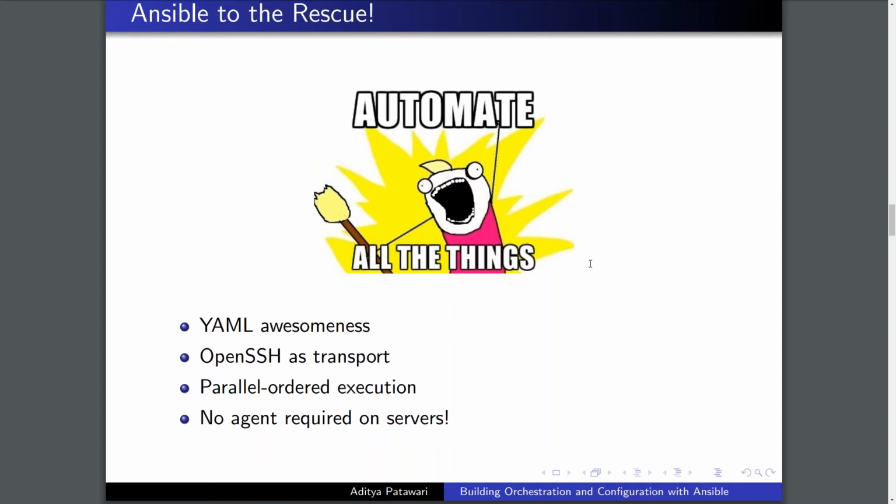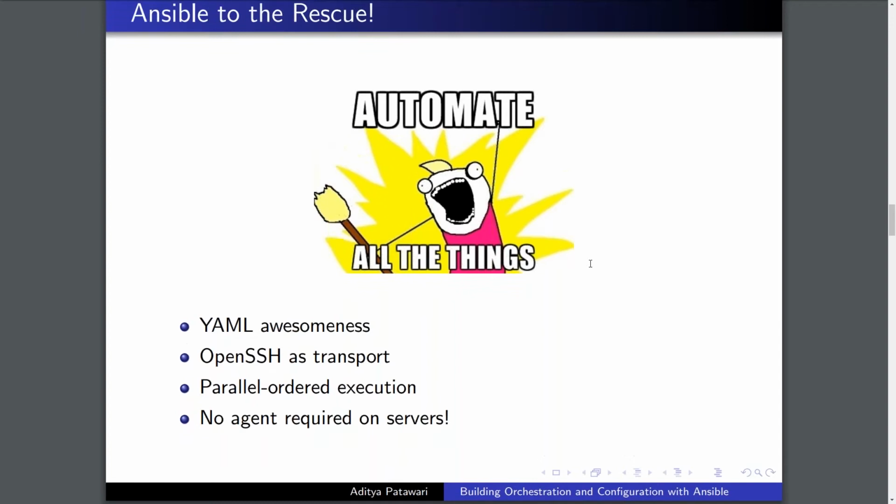The second one is that Ansible uses OpenSSH as transport. So we already know that that is something which has been tried and tested over a long period of time. We are confident about the security of OpenSSH. And OpenSSH is something which is available on all the hosts that we set up. Unlike other transport mechanisms like messaging queues and all, where you explicitly have to set up the queue.